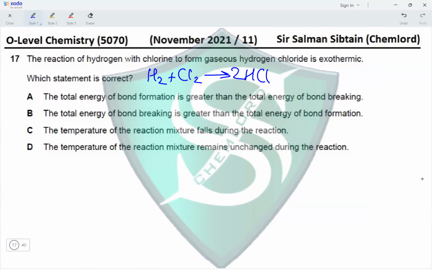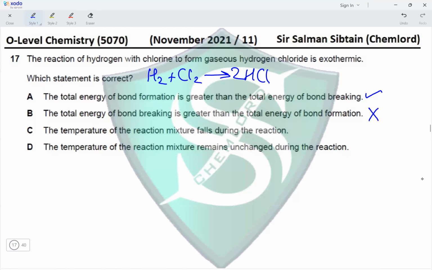So if the overall reaction is exothermic, a greater amount of energy is released compared to the amount of energy required. And this statement says the total energy of bond formation, that means the product, the energy released, is greater than the total energy of bond breaking, which is the energy required. So the energy release is greater than the energy required. This option is correct. Next, the total energy of bond breaking is greater than the total energy of bond formation. This statement is the exact opposite of the first statement. This would make the reaction endothermic, not exothermic.